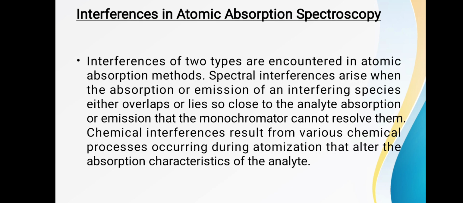Interferences in atomic absorption spectroscopy. Two types of interferences are encountered in atomic absorption methods. Spectral interferences arise when the absorption or emission of an interfering species either overlaps or lies so close to the analyte absorption or emission that the monochromator cannot resolve them. Chemical interferences result from the various chemical processes occurring during atomization that alter the absorption characteristics of the analyte.